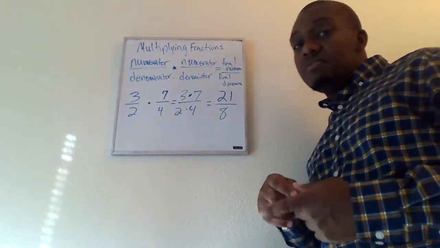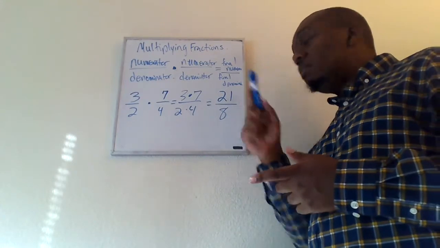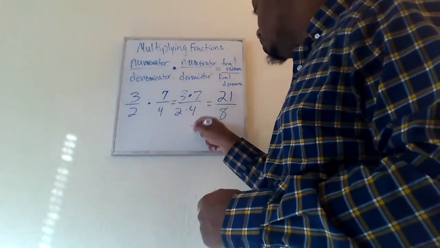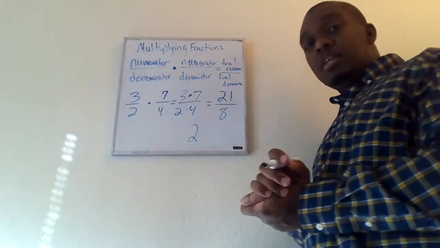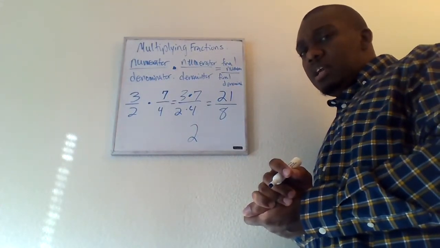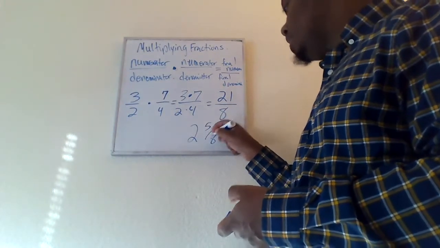And yes, that is an improper fraction. You can change it to a mixed number if you would like. How many times does 8 go into 21? That's right, 2. And how much would have been left over if we were to do 2 times 8? Oh, that's right. There would be 5 left over. So this would be 2 and 5 eighths.